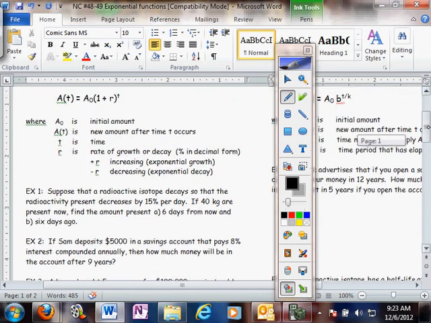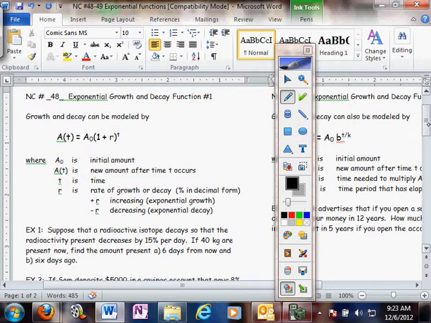We're going to talk about note cards 48 and 49, exponential growth and decay. The difference between the two note cards is that on 48 we have a formula, and on 49 we have a different formula that we're going to use for different situations and cases. Let's just start with note card 48.